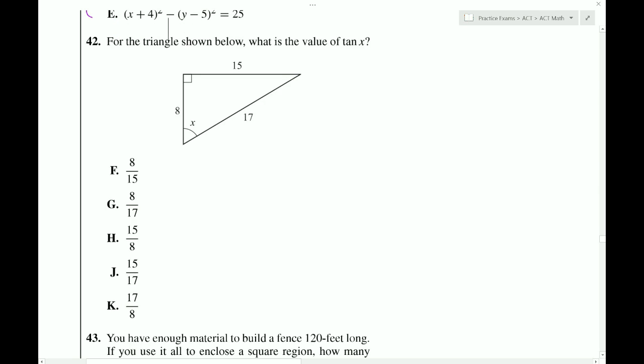For the triangle shown below, what is the value of the tangent of x? So the tangent, of course, is opposite over adjacent. And so from x's perspective, this is opposite and this is adjacent. So the tangent of x is going to equal 15 over 8.